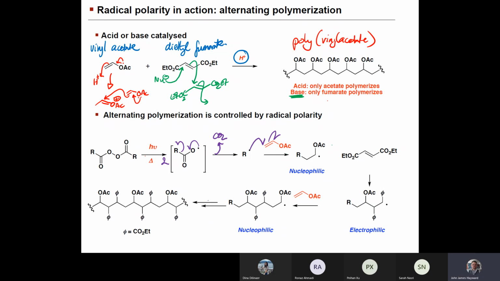Now, acetyl is an electron withdrawing group, but because the O-acetyl, the acetate, has a lone pair on the oxygen, it counts as an electron donating group, and so therefore we generate a nucleophilic type radical. And nucleophilic type radicals want to react with electrophiles. So our nucleophilic radical does a conjugate type addition to the fumarate to generate an electrophilic radical because it's a radical that's next to an ester. Remember we said that an electron withdrawing group counts as an ester, a nitrile, something else. So we generate an electrophilic radical, and electrophilic radicals like to react with nucleophiles. So we go round again, and now we generate a nucleophilic radical. So we generate this alternating polymer where we've got electron withdrawing, electron donating, electron withdrawing, electron donating groups.